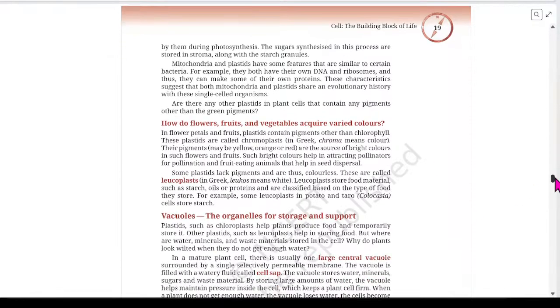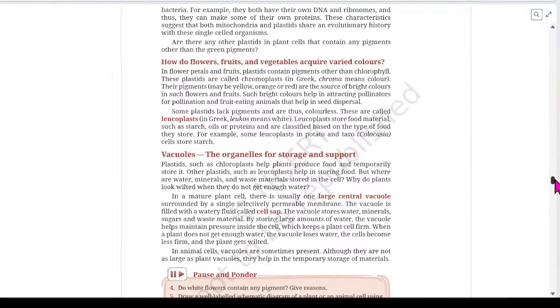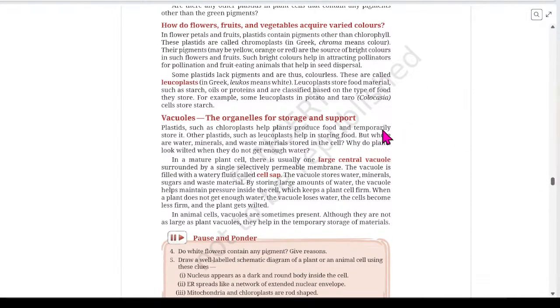Some plastids lack the pigments and are thus colorless. They are called leucoplasts, derived from the Greek word leukos, which means white. Leucoplasts store food materials such as starch, oil, or proteins and are classified based on the type of the food they store. For example, some leucoplasts in potato and taro, which is actually colocasia or arbi cells, store the starch.